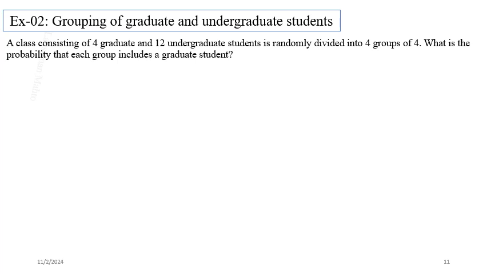And the class is randomly divided into 4 groups. Each group contains 4 students. So there are 4 graduate and 12 undergraduate students. You have to compute the probability that each group includes a graduate student. This is the problem you have to solve. There are various ways to solve this problem.